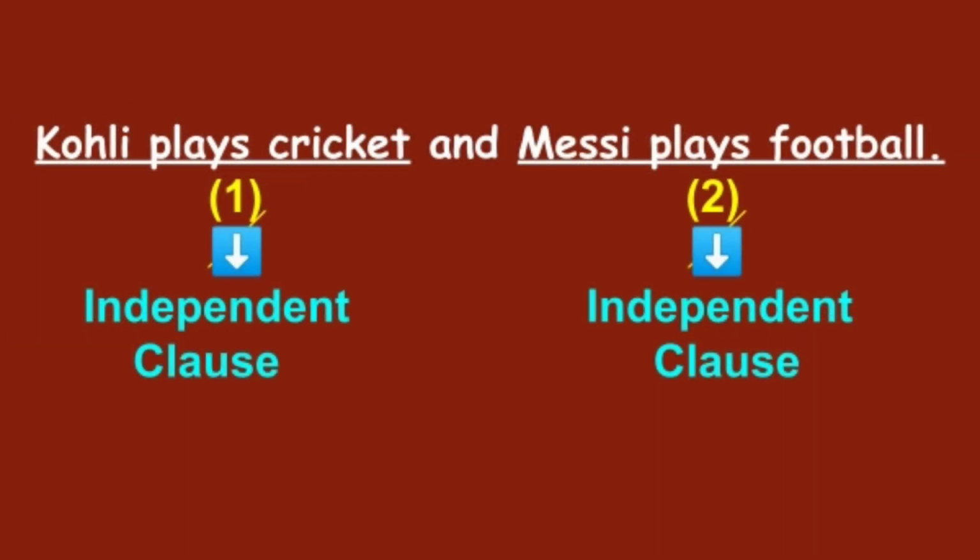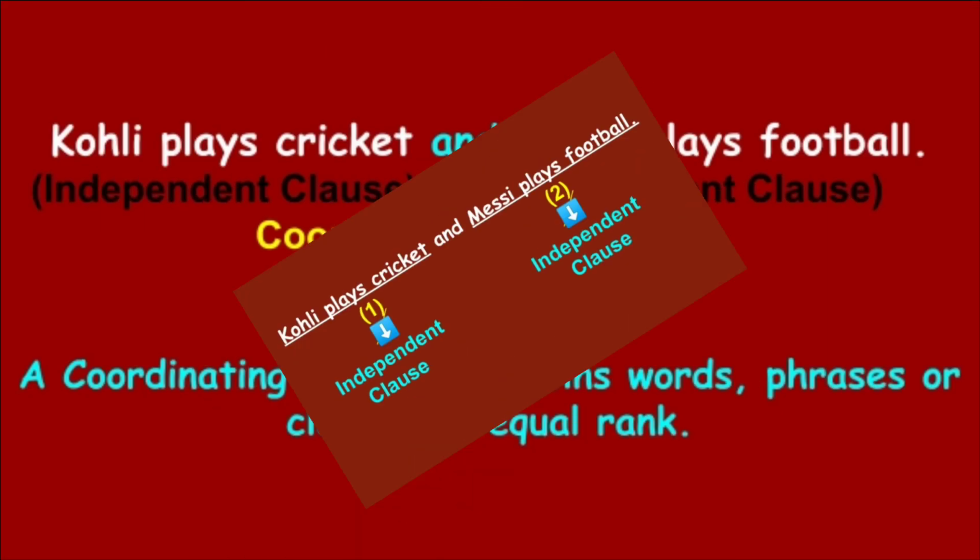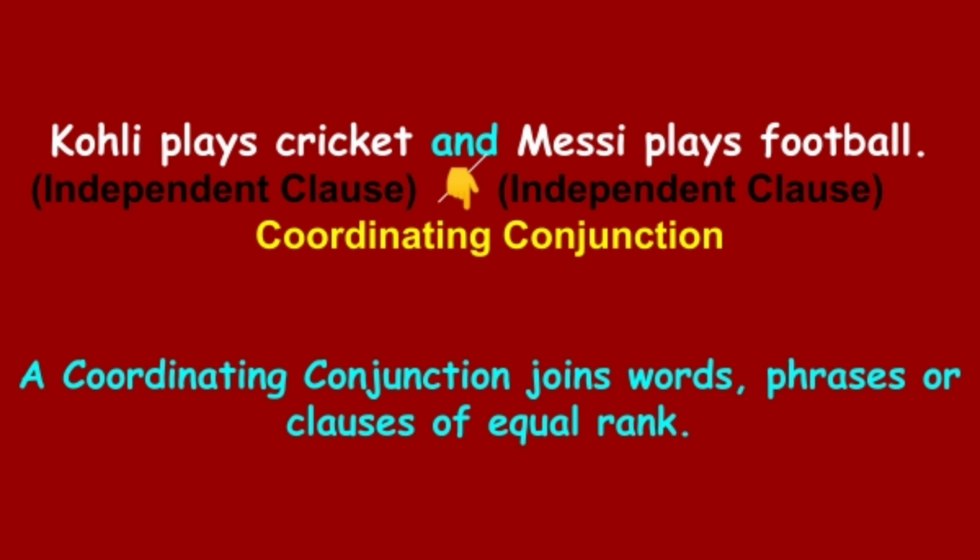These two independent clauses are joined by and. And joins two same types of clauses, two independent clauses. So, and is called a coordinating conjunction. What is a coordinating conjunction? A coordinating conjunction joins words, phrases, or clauses of equal rank. In this sentence, the coordinating conjunction and joins two independent clauses.